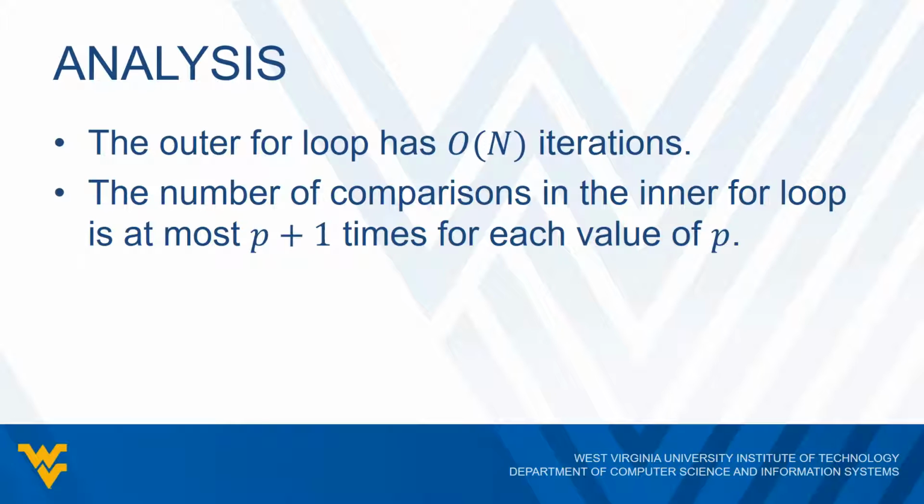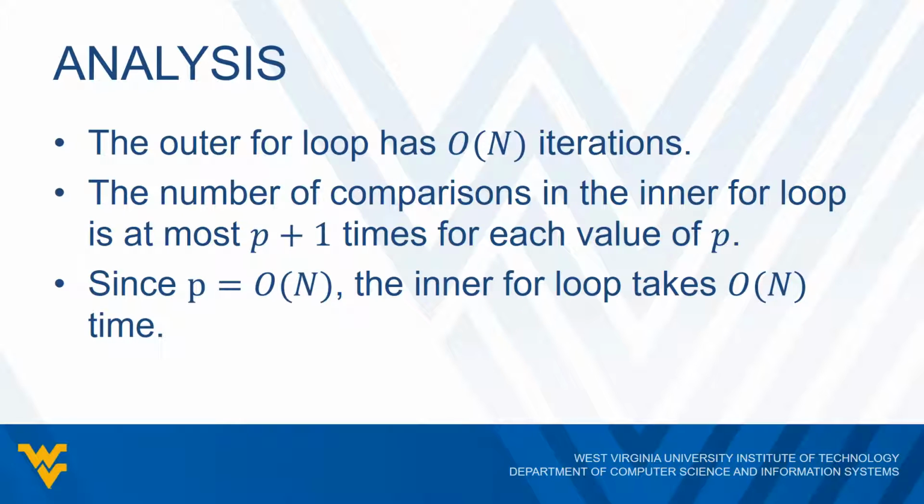So how large can P become? Well, P is O(n). In the worst case scenario, we're moving pretty much all the way down to the end of the array every single time. That can happen. So that means the inner for loop has O(n) iterations. And since we have pretty much a nested for loop where each one takes O(n) time, the total running time of this algorithm is O(n^2).